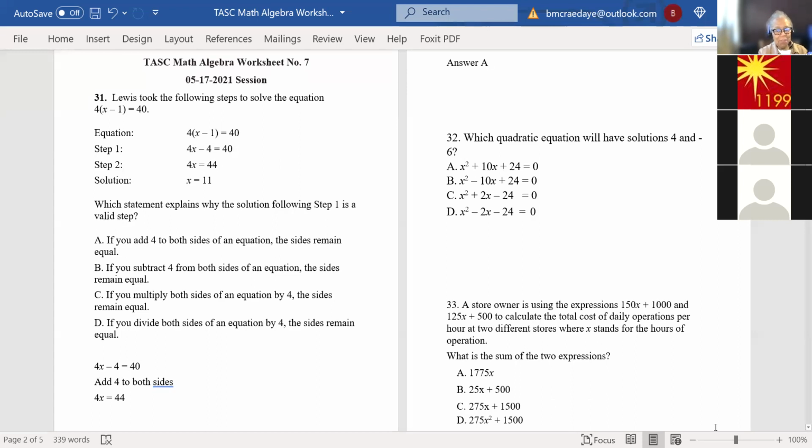Okay. Number 32, Maureen, what's the answer? Well, I couldn't figure it out, but I put B for my answer. You put B. Okay, solutions are 4 and -6. Let's just put here, solutions are 4 and -6. Now, what does that tell you about the constant? What must the constant be, Maureen?